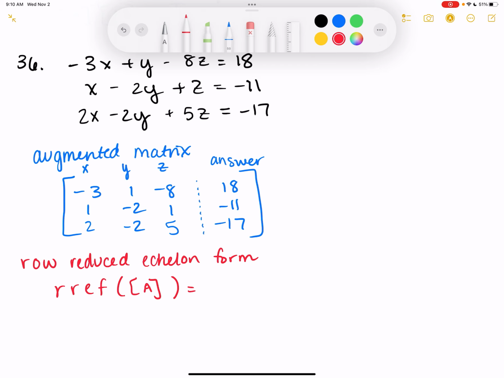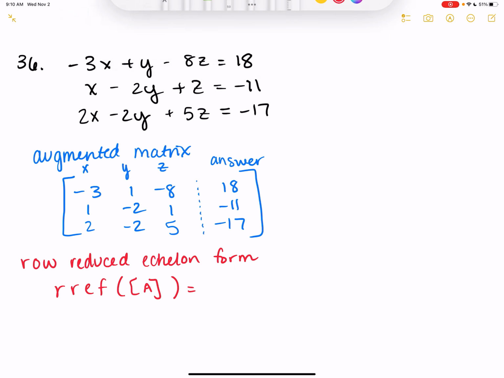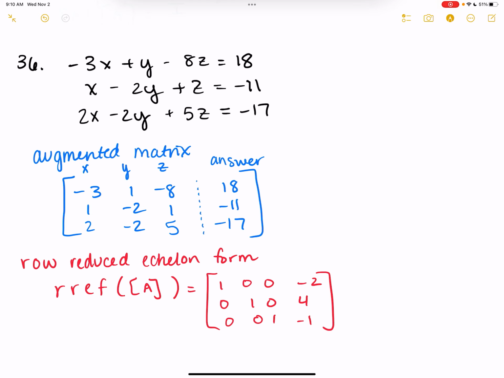So this is your, oh, sorry, you can't see it. Anyway, this is your answer, so you would copy this down, or this is, I should say, your row reduced echelon form of your matrix. So it's 1, 0, 0, -2, 0, 1, 0, 4, 0, 0, 1, negative 1. Now notice, if we ignore the column with our answers, that's an identity matrix.